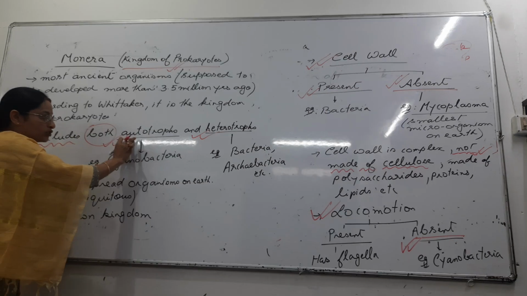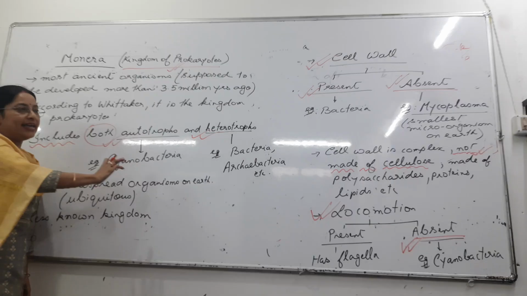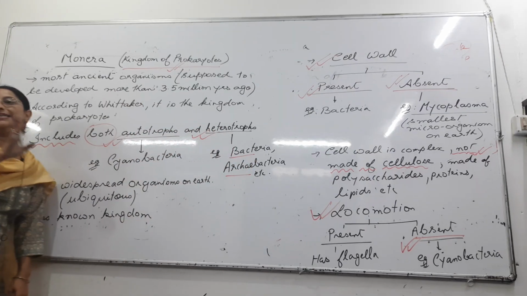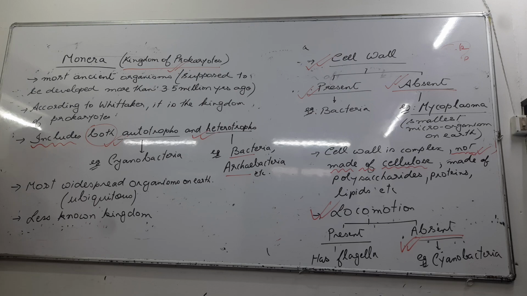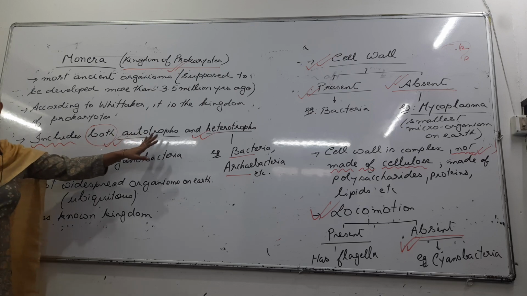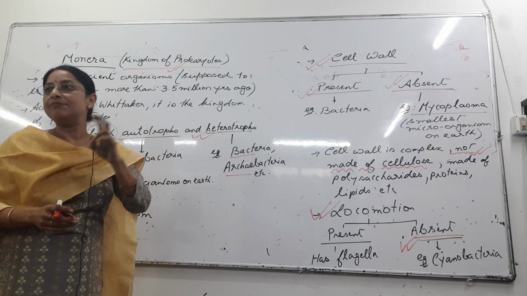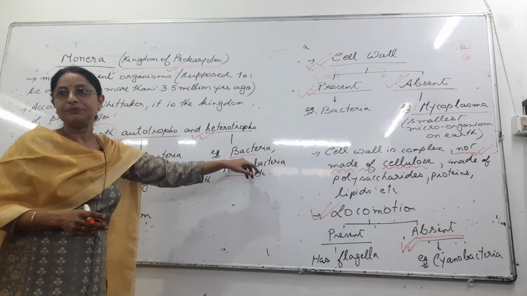So, example of a autotrophic Monera is cyanobacteria. Example of a heterotrophic Monera could be bacteria, archaebacteria, mycoplasma, etc. Right? So, maximum question has been asked on this. Karan Monera boli kole, the first example out of all the examples that we have written, the first example that we remember is always bacteria.